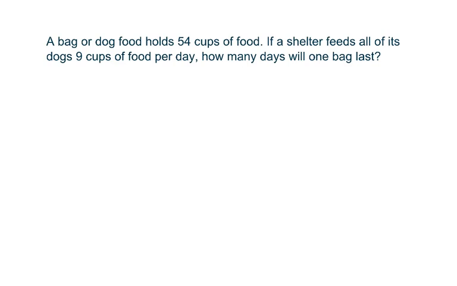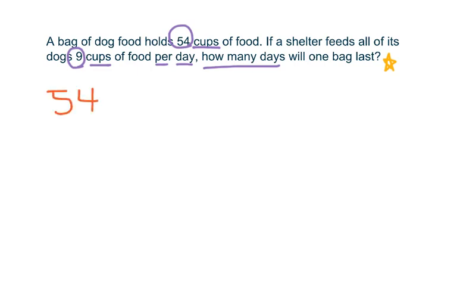This strategy can also be used with word problems. Let's take a look at this problem together. It says a bag of dog food holds 54 cups of food. If a shelter feeds all of its dogs 9 cups of food per day, how many days will one bag last? So we have 54 cups of food, and there are 9 cups of food per day. How many days will one bag last? So I'm going to start with 54, and I'm going to repeatedly subtract 9.